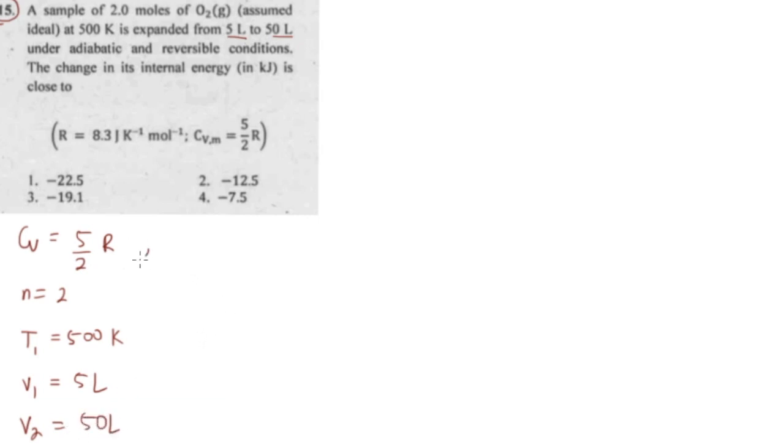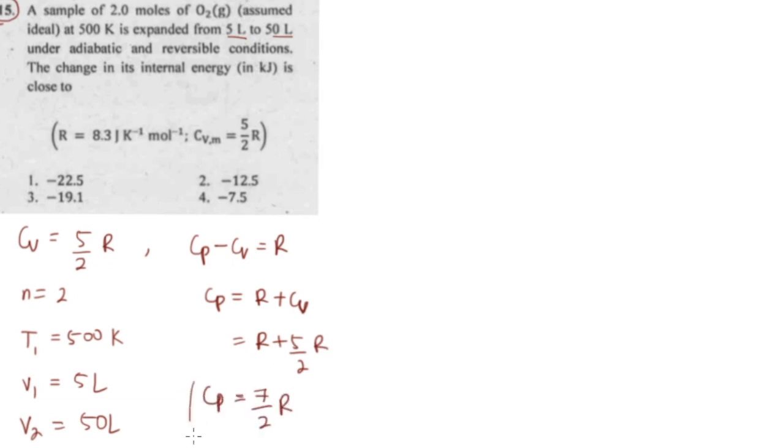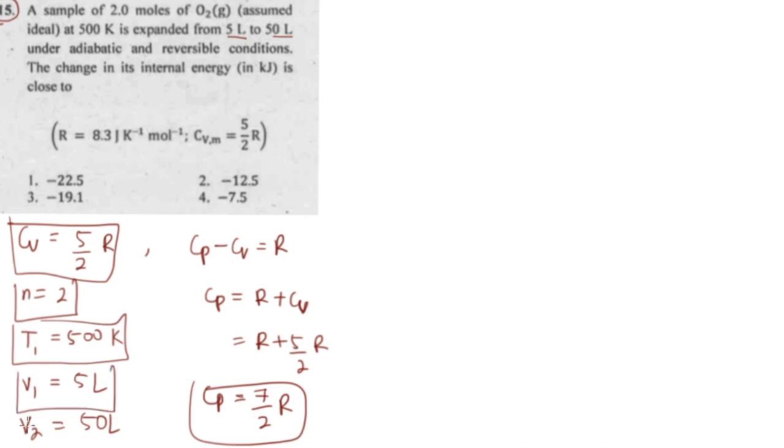Also, if CV is given, you can calculate CP. So CP minus CV is equal to R, so CP is equal to R plus CV. If you put in the value of CV, R plus 5/2 R, this will give you 7/2 R. So this is the value of CP which you will get. These are the things given to you, and that's what we will be using during our solution. Okay, so let's try to solve this.